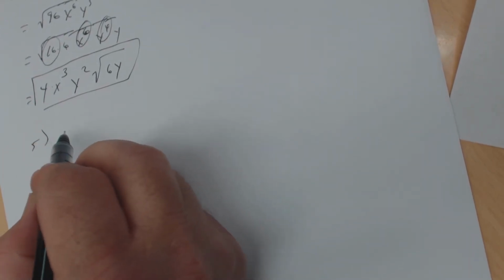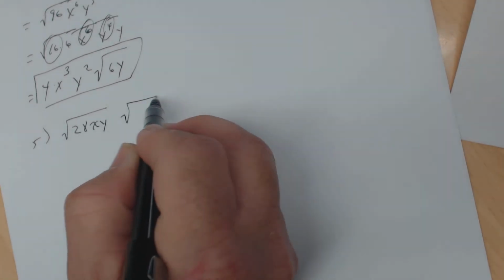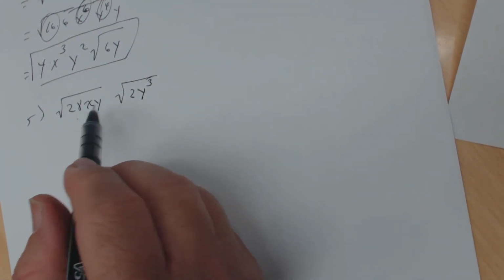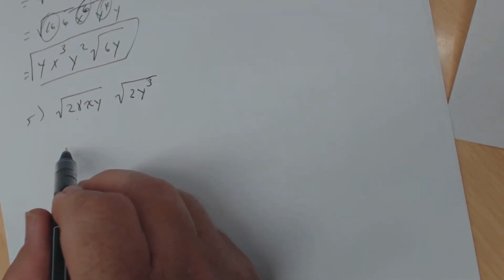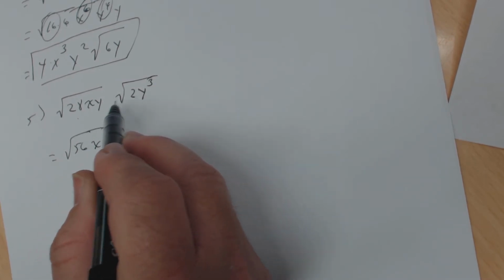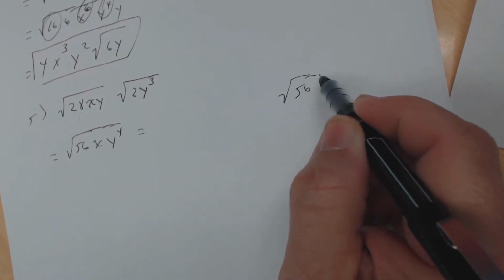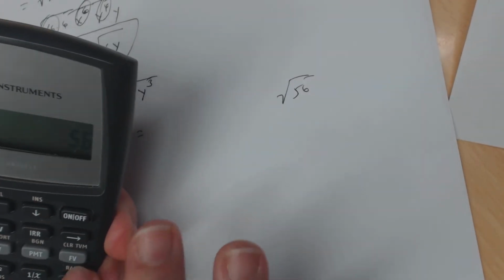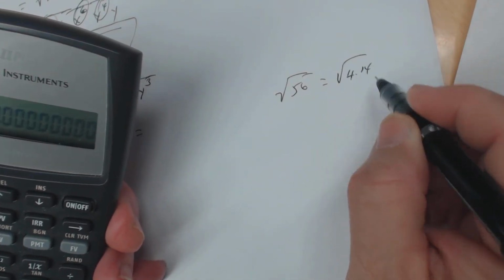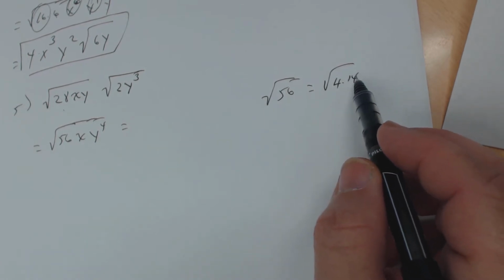Number 5. Suppose we had the square root of 28xy times the square root of 2y cubed. All right, so 28 times 2 is 56. There's no x here, so that's going to be an x. Y times y cubed is y to the 4th. And for the square root of 56, let's see if 4 will go into 56. 56 divided by 4 is 14, so it does. So I get 4 times 14. And 4 is the largest because, besides 1, there's no other perfect square that goes into 14.